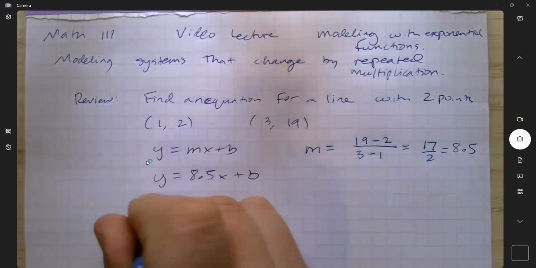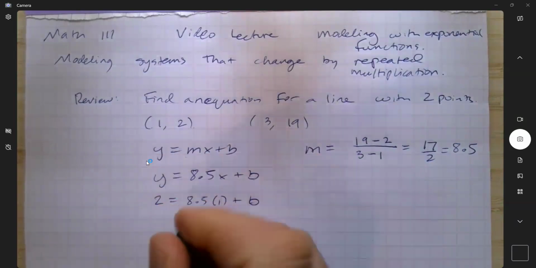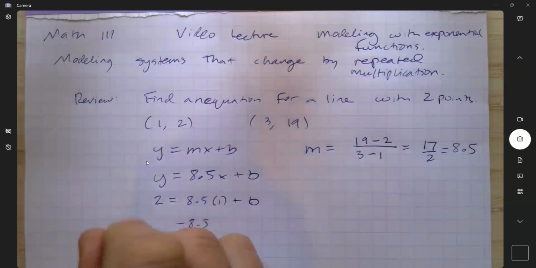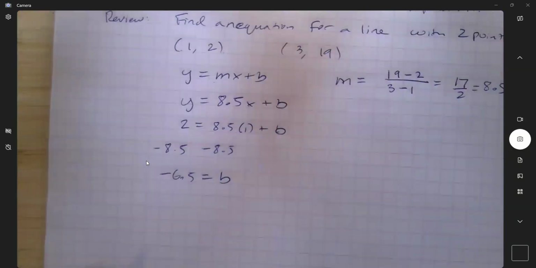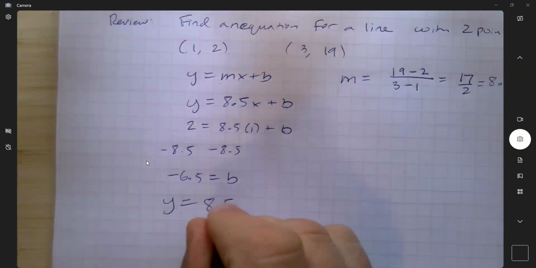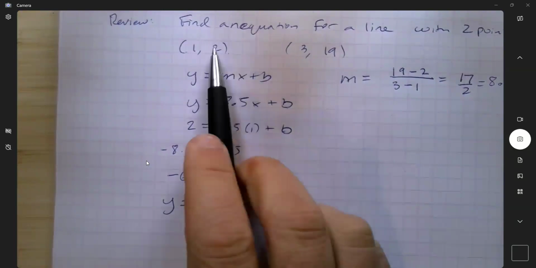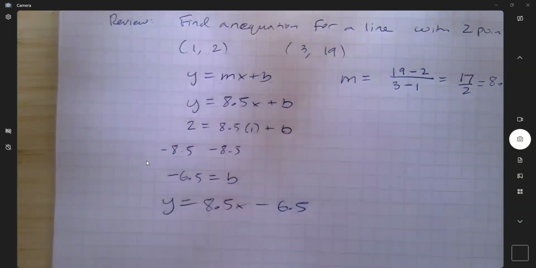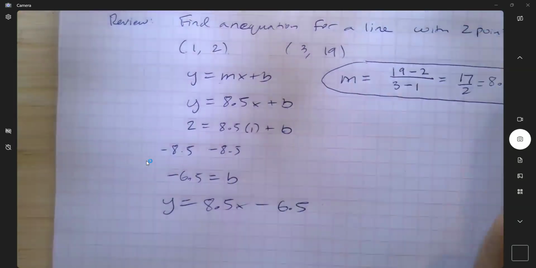So I'm going to use the fact that y is 2 when x is 1 and subtract 8.5 from both sides. And we get negative 6.5 equals b. And now I've built an equation, y equals 8.5x minus 6.5, that goes through the points (1, 2) and (3, 19). And the key was we started by finding the linear rate of change.